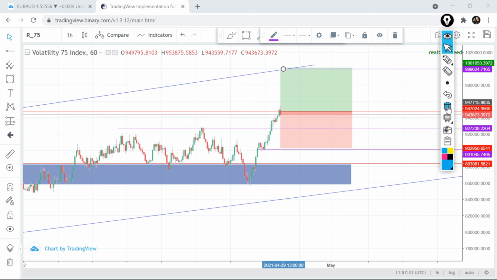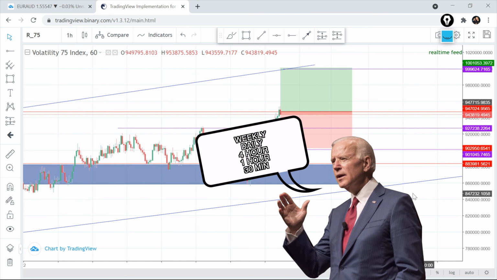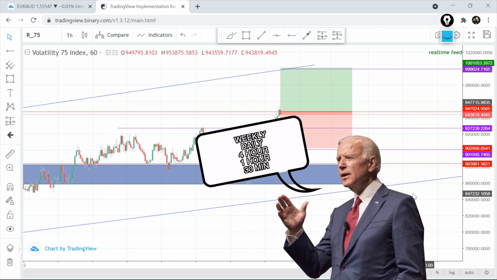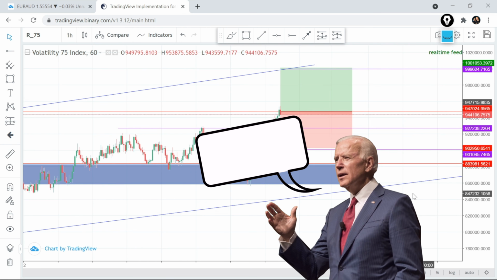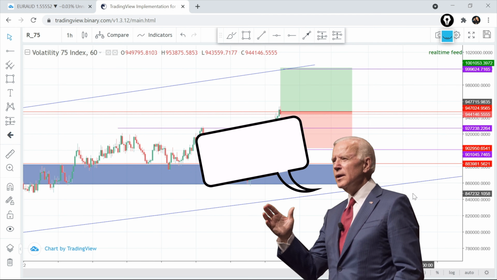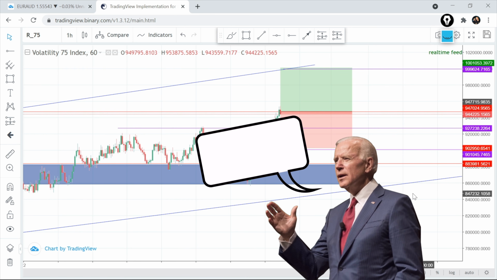So basically, guys, that's how you apply the strategy. You're going to need to use different types of time frames, guys. We start from the weekly, you go to daily, 4 hour, 1 hour, and 30 minutes. All of those time frames, guys, require their own analysis. Hence, we say trends in trends. The more you practice how to apply the strategy, the better you can get.